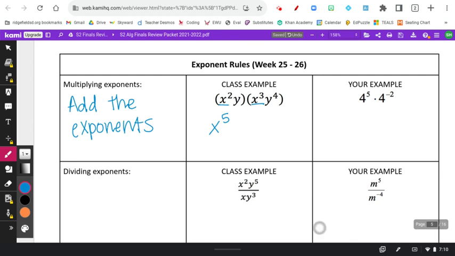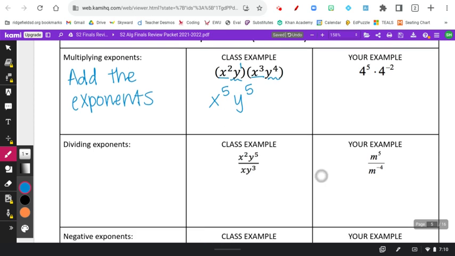Then here we have our y's, also like terms. And notice this y doesn't have an exponent. Anytime something doesn't have an exponent, it has an exponent of 1. Y to the 1st and y to the 4th. We're going to add those. 1 and 4 makes 5, so this becomes y to the 5th. And that would be our final answer because x and y are not like terms.